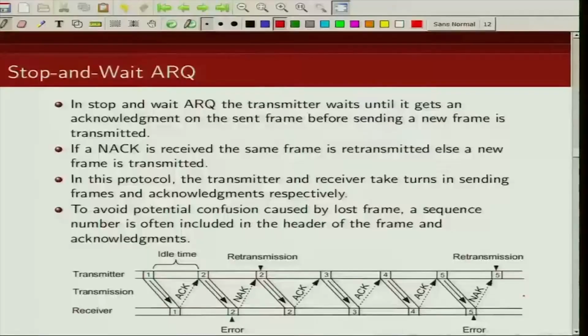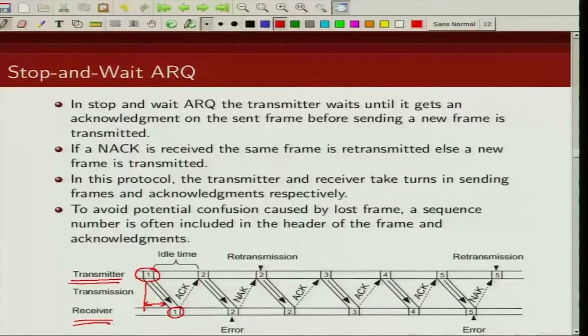So, in this diagram I have shown how this stop and wait ARQ works. This is my transmitter, this is my receiver. Let us say it transmits frame number 1. Now, there is some propagation and transmission delay. So, basically after some time the receiver receives this packet 1.